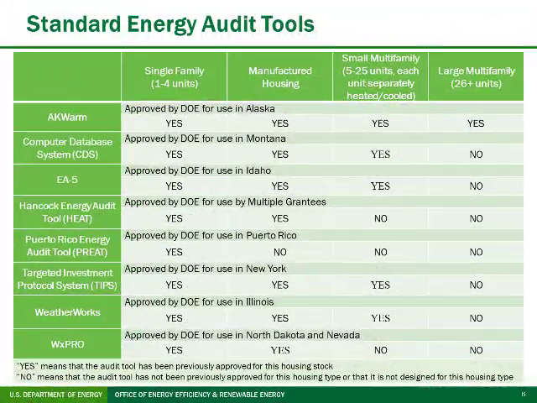This is the list of standard energy audit tools that have been previously approved by DOE for use in specific states. Many of these are tailored specifically to the state in which they're approved for, and if you would like to use any of these tools, you should be sure that it can be tailored to your climate zone specifically. If you have any questions about any of these tools or would like to get more information about any of them, please reach out to your project officer and they can point you in the right direction. Or you can talk to these individual grantees who are already using these tools to determine if they may be appropriate for your housing stock.